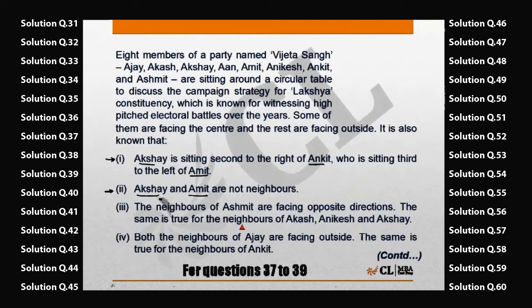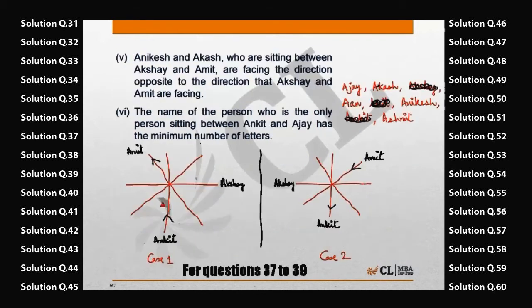Both the neighbors of Ajay are facing outside. The same is true for the neighbors of Ankit. So we have Ankit, and both the neighbors are facing outside.